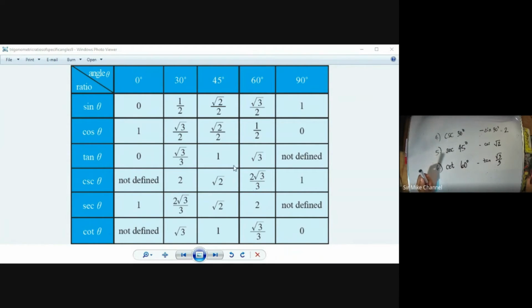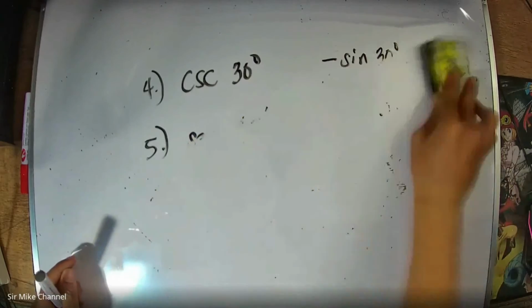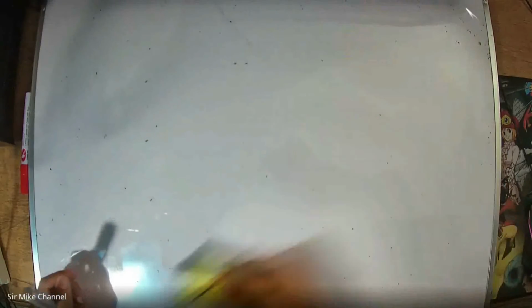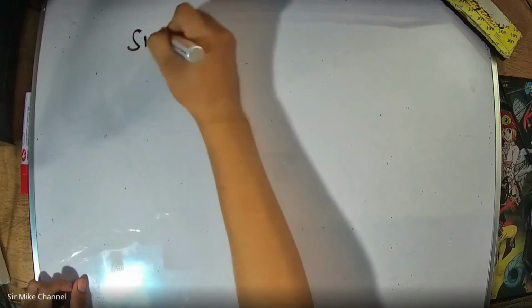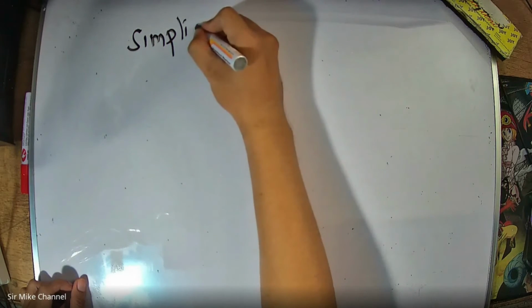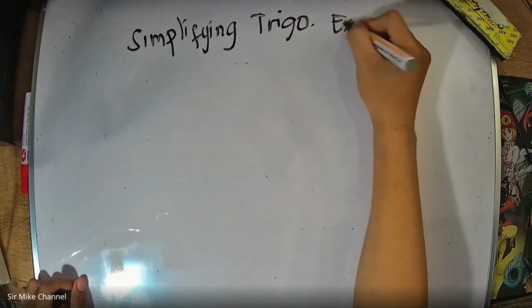Okay, so next topic tayo. Paano tayo mag-solve gamit ang mga ito. Okay. Another example. Dapat tatandaan mo yung mga value natin ng special triangle. Okay, sample natin. So, simplifying natin. Lesson number 2, simplifying trigonometric expression.